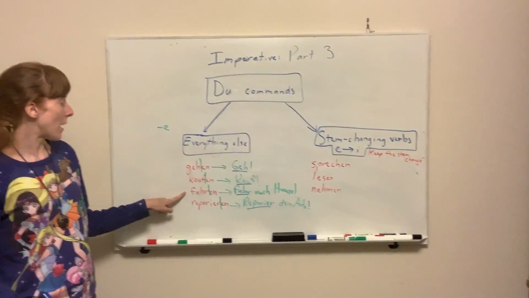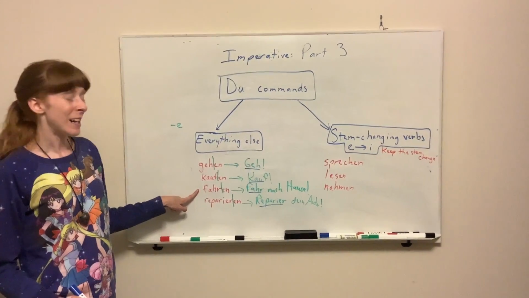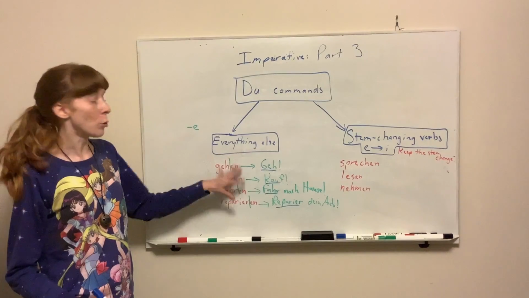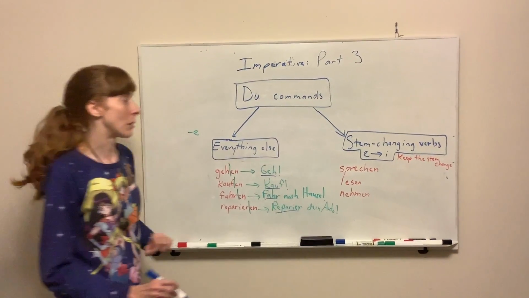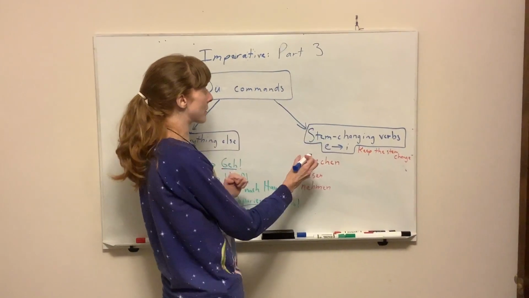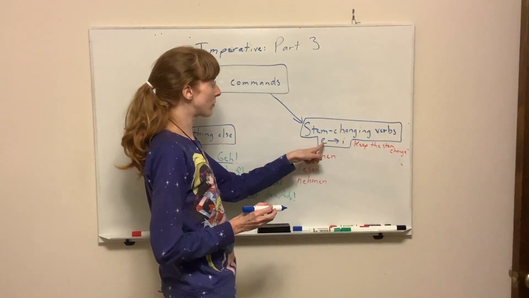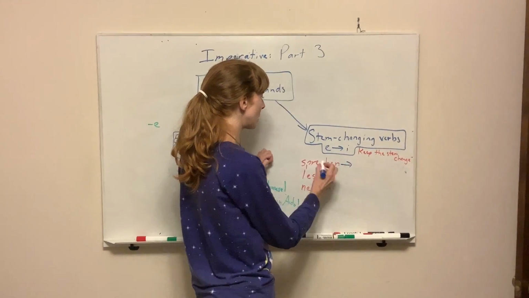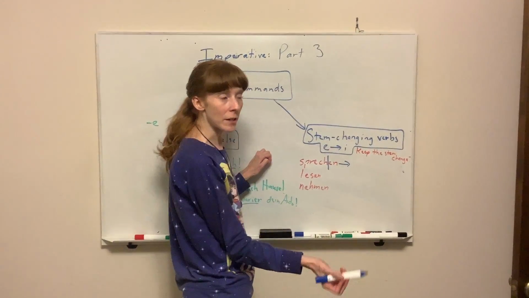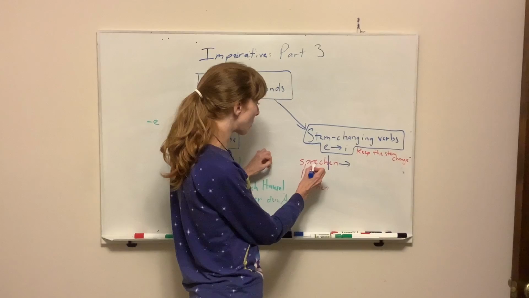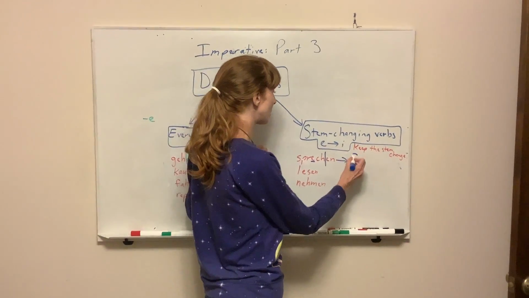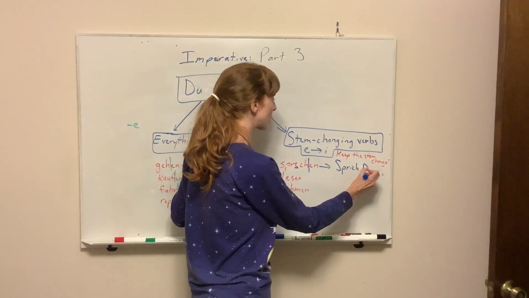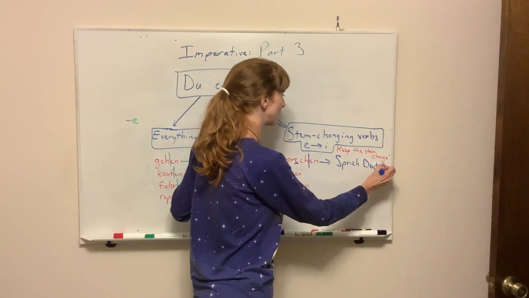Notice over here with fahren, that's also stem changing. I didn't have to put an umlaut on that. So commands don't like the stem changing umlauts. Du commands do like stem changing verbs from E to I. So if I were going to tell someone to speak, normally I would take that ending off and that should be the command, but we know I've also got to change this. Sprich.